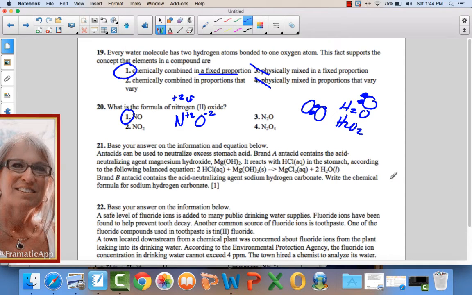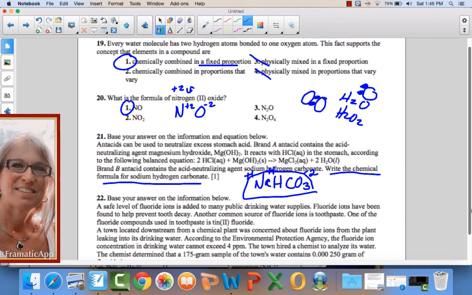I'm going to go right to this. Write the chemical formula for sodium hydrogen carbonate. Sodium is Na, hydrogen is H, carbonate is in Table E, it's CO3. Technically the CO3 is 2 minus, and each one of these is 1 plus, so it balances out. So this is simply my formula, NaHCO3. I didn't even have to read any of that above stuff to answer this question.